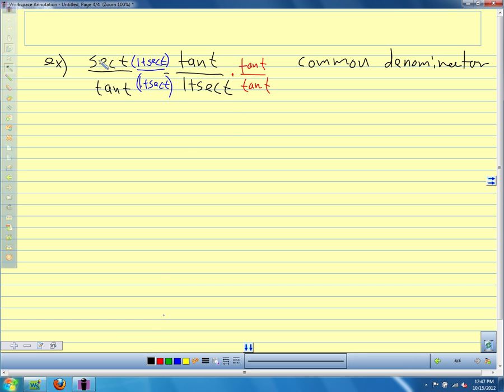So for this one, I get the secant of t plus secant squared t. I just distributed here. Minus, I still have this minus sign here, tangent squared t here, all over my common denominator of tangent t times 1 plus secant t.